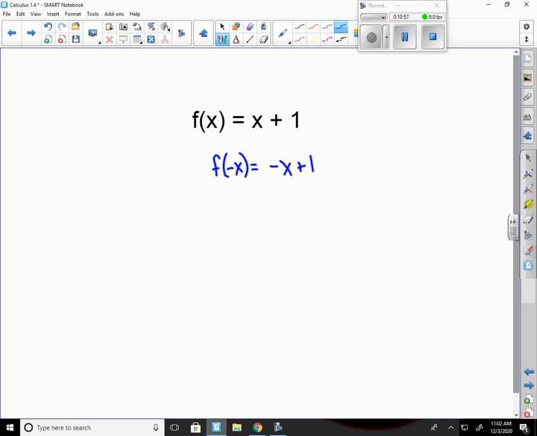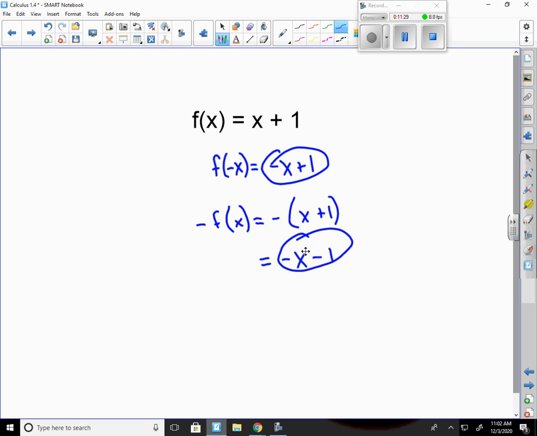For an odd function, this f of negative x has to be equal to negative f of x, which would be the same as multiplying the entire thing by negative 1. So if I multiply all of this by negative 1, I have to distribute this negative. That would become negative x minus 1. Now, are these two the same? Those are not the same because I have a plus 1 and a minus 1.